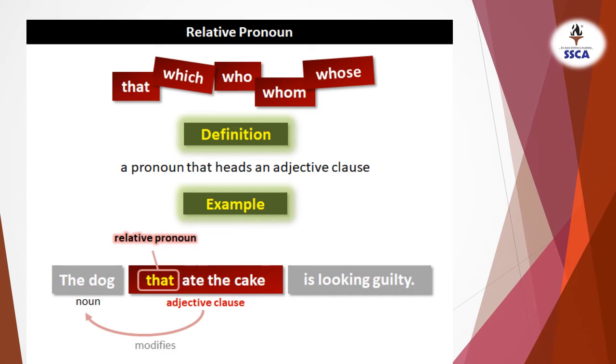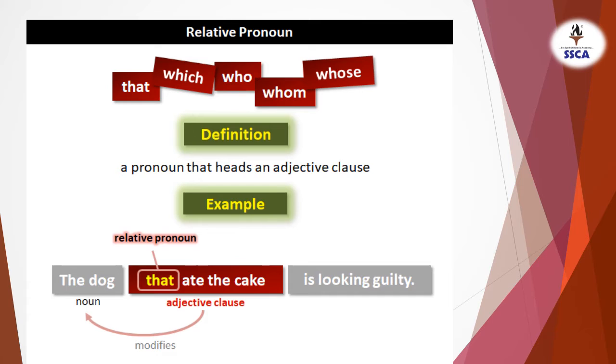Our next type of pronoun is the relative pronoun. Now, what is a relative pronoun? Well, it refers to something mentioned earlier in the sentence or joins two sentences, and it is also a pronoun that heads an adjective clause. As you can see in the example, the dog that ate the cake is looking guilty. Here the dog is a noun and ate the cake is an adjective clause. So the word joining both is the relative pronoun.